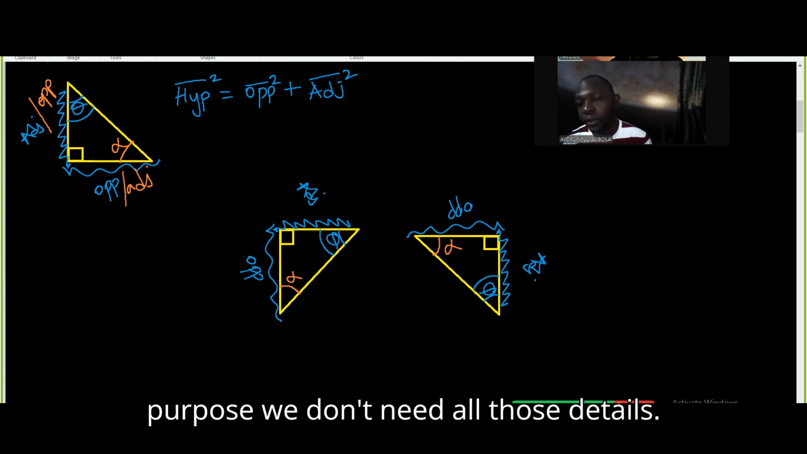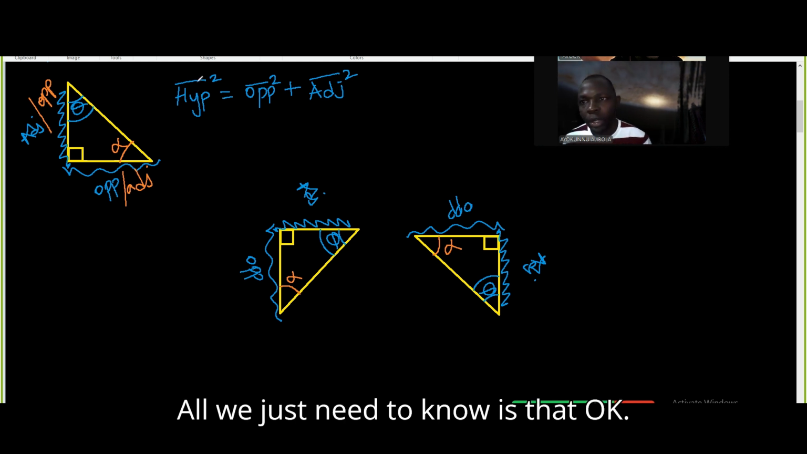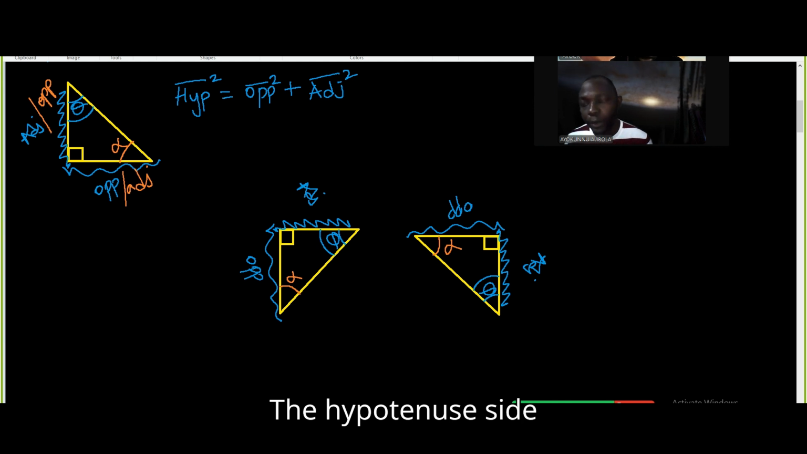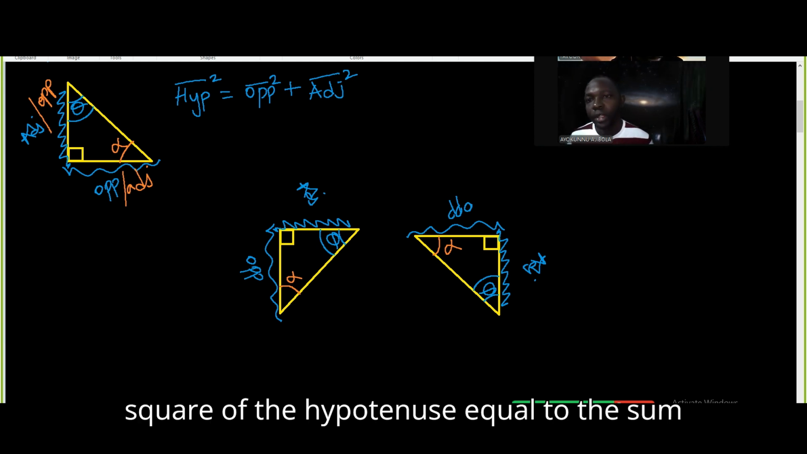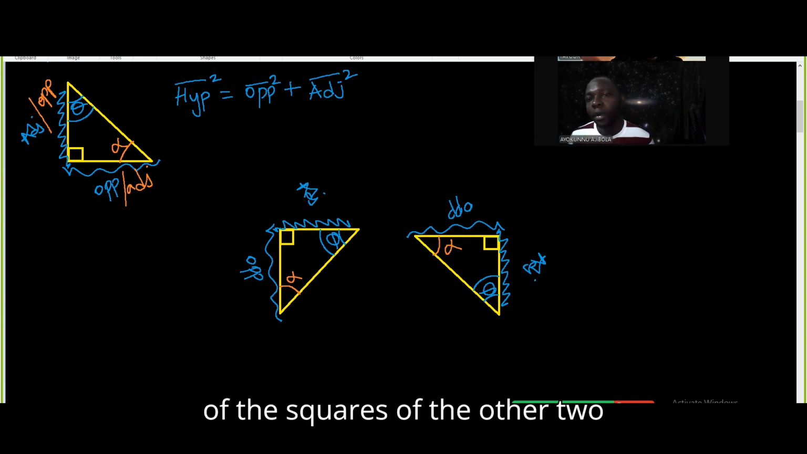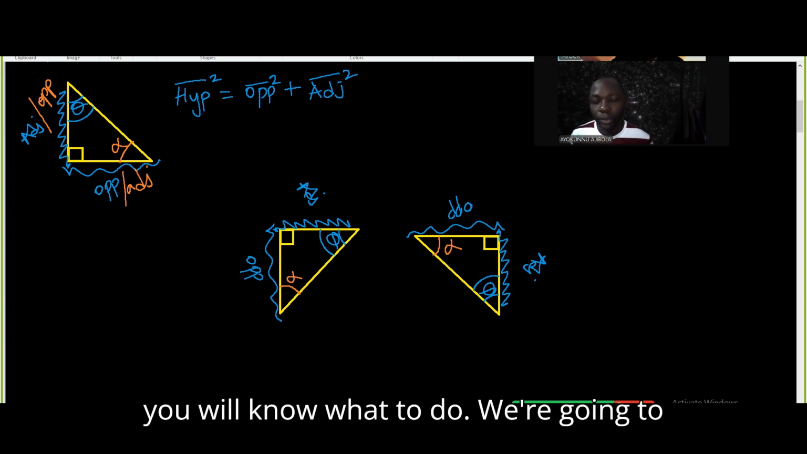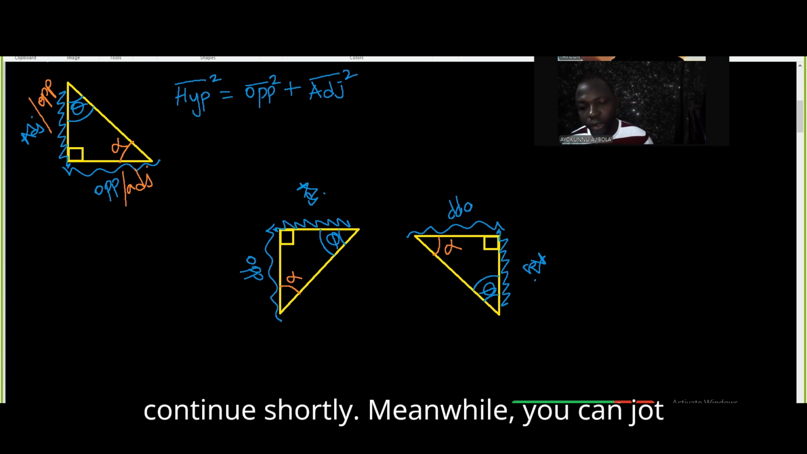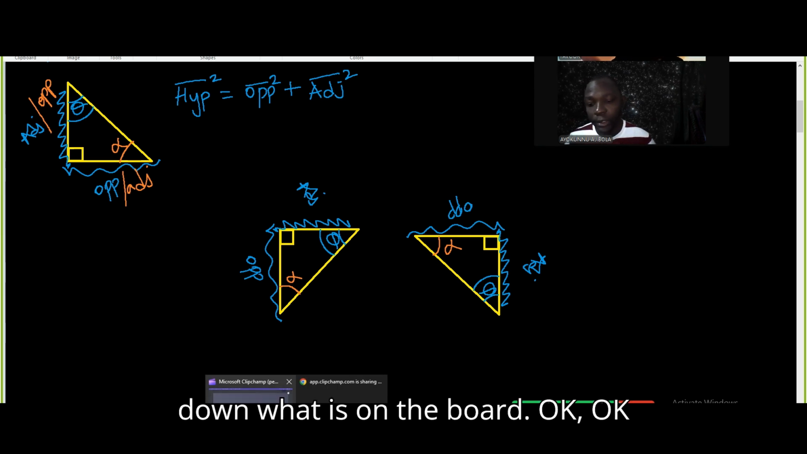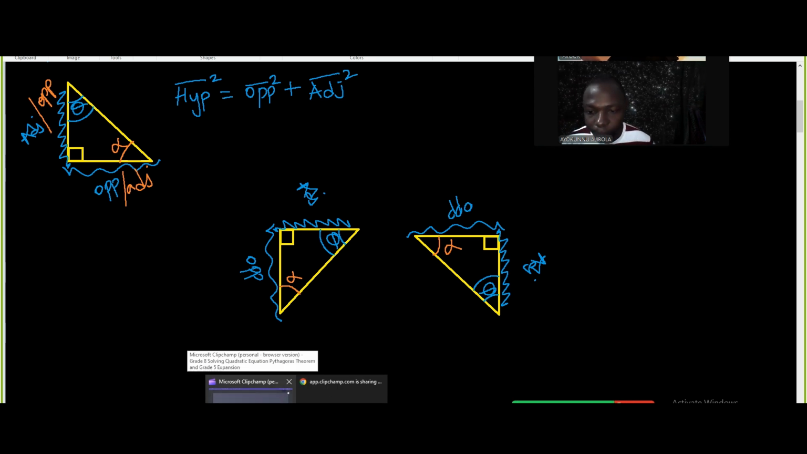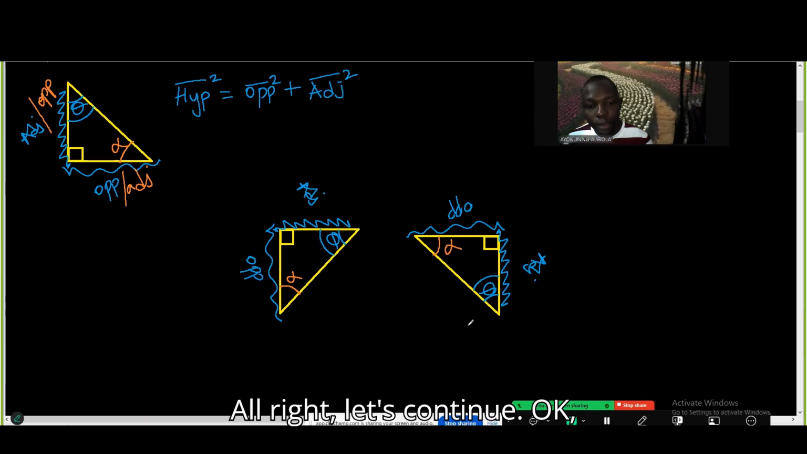But for this purpose, we don't need all those details. All we need to know is that the square of the hypotenuse is equal to the sum of the squares of the other two sides, so that if you see any question, you will know what to do. We're going to continue shortly. Meanwhile, you can jot down what is on the board, okay? All right, let's continue.